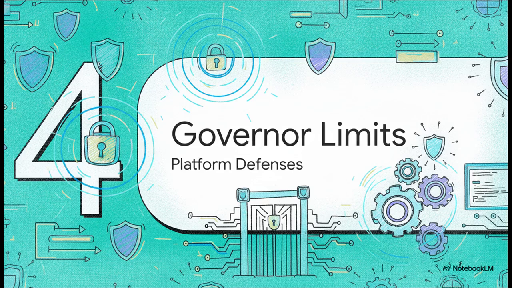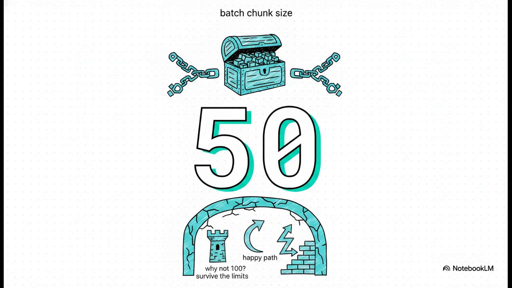Welcome to Section 4, Mastering Salesforce Governor Limits. What's super fascinating here is how every single number in this codebase acts as a deliberate platform defense mechanism. Take the number 50. This exact number is our batch chunk size, and it is quite literally the linchpin of our entire governor limit strategy. Why not 100? Why not 200?